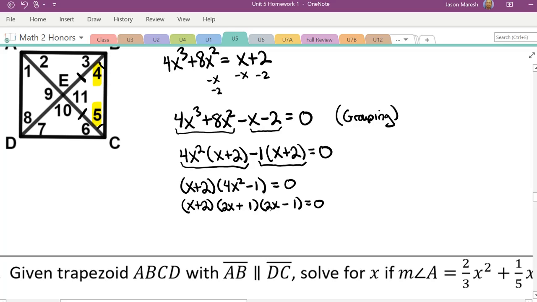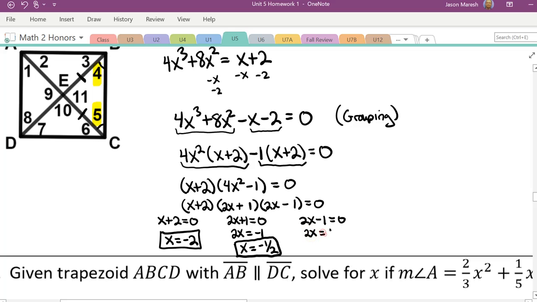So now we have 3 factors, so we're going to get 3 different answers, and they come from 3 different equations. x plus 2 is 0, 2x plus 1 equals 0, and 2x minus 1 equals 0. The first one gives us x equals negative 2. The second one, 2x is negative 1, so x is negative 1 over 2. And the third one, 2x is equal to 1, so x is equal to positive 1/2.